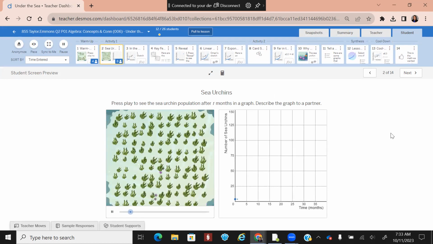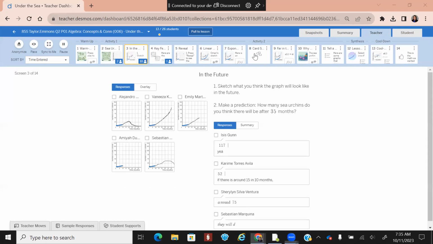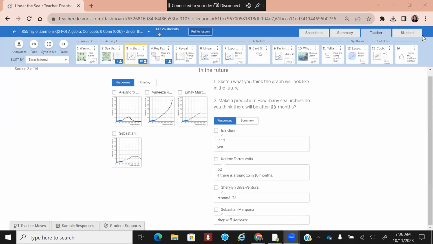On slide number 2, we're going to press play to see the urchin population after T months on the graph. Describe the graph. Max, how would you describe this? It's increasing. Now sketch what you think the graph's going to look like in the future. So you're just going to continue that graph. Make a prediction. How many sea urchins do you think there will be after 35 months? Right now we're almost at 10, and there's like 15-ish sea urchins. Some of y'all are saying like 75 to 100 or maybe 50.